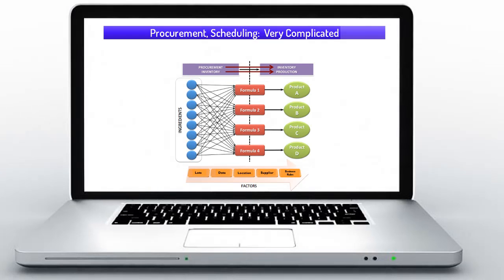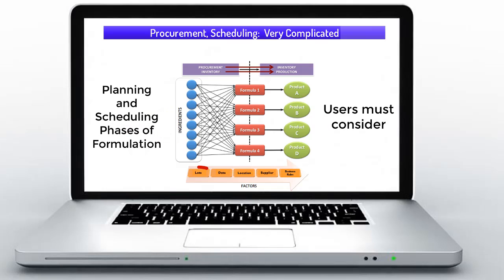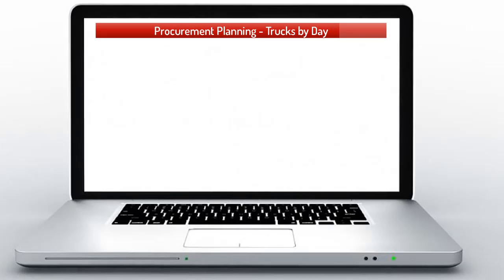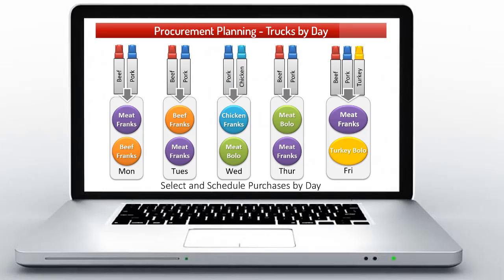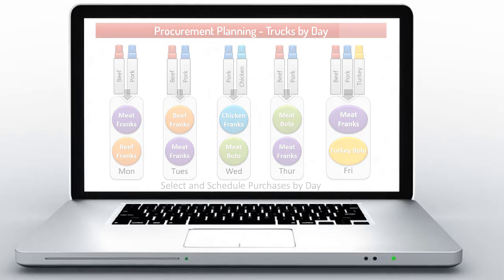Formulating a single recipe is difficult enough, but in the planning and scheduling phases of formulation, users must consider individual lots of materials from different suppliers with different costs, available quantities, available dates, and expiration dates, plus more, as well as the specifications for the individual products that must be formulated. Ultimately, procurement personnel need to know the truckloads, in this example, to receive from each supplier of each material on each day that meets the manufacturing requirements and inventory constraints at the minimum cost. Optimal Formulation optimizes this decision.